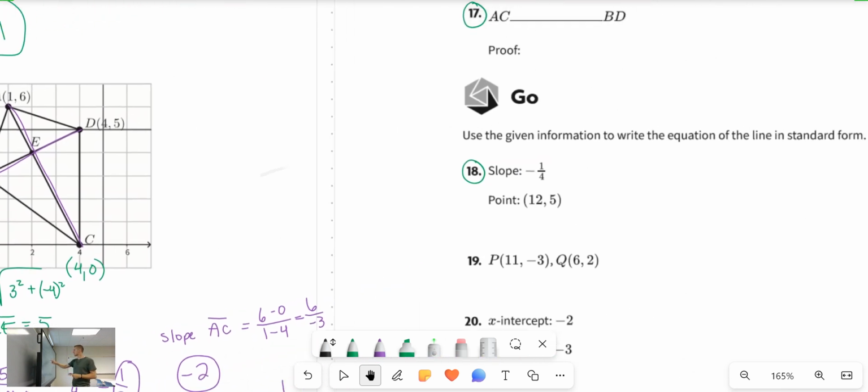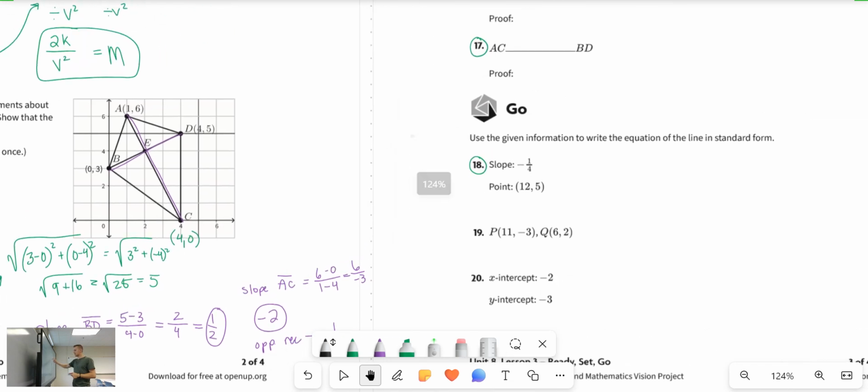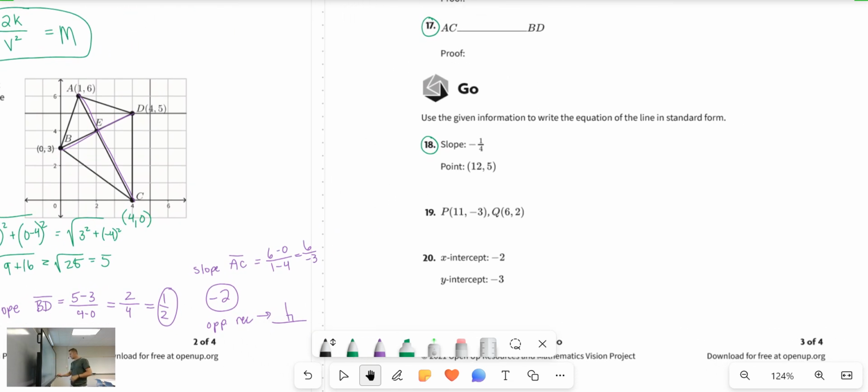So let's go figure out what our distances are, and we're going to need to copy our points down. So let's do that. I'm going to do this in purple, I believe. A to C uses 1, 6, and 4, 0. Right? 1, 6, and 4, 0.